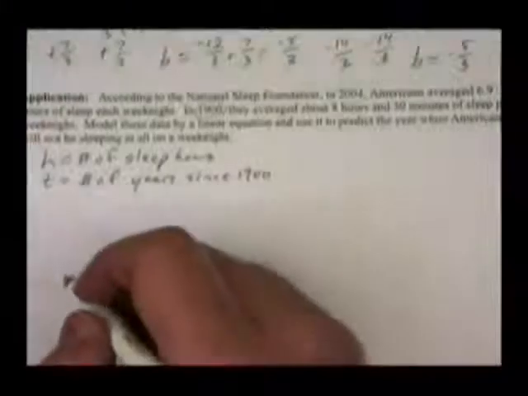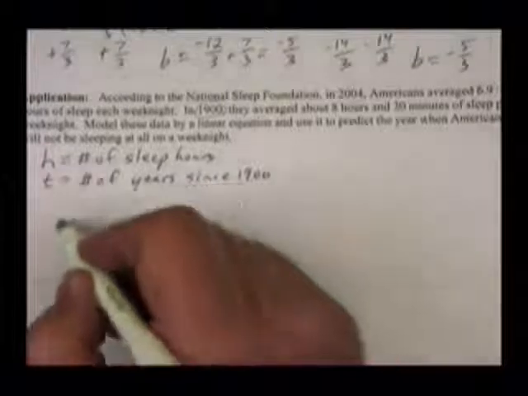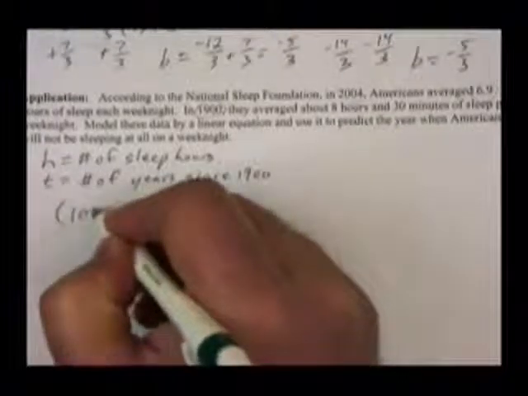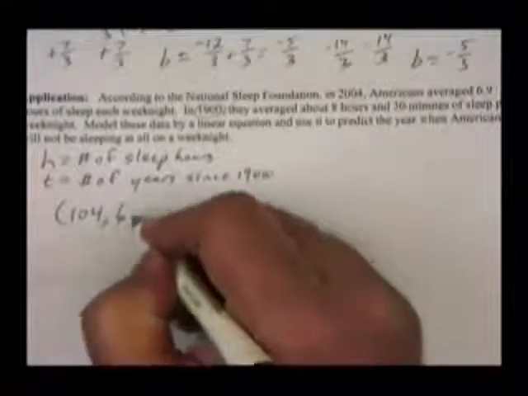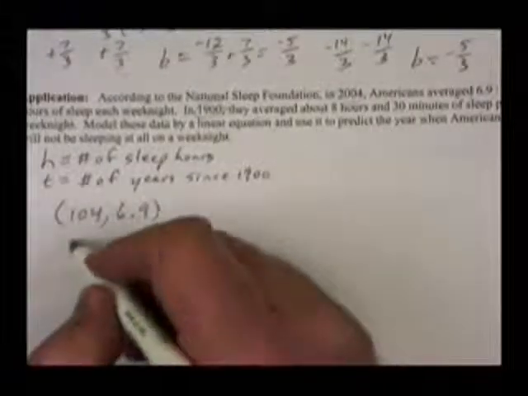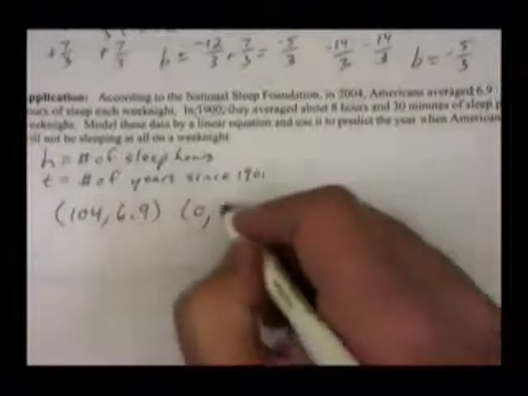Alrighty. So that's going to give me 2 points. I've got 2004, which would be 104 years since 1900, and at that point, they're sleeping 6.9 hours. And we've also got the year 0, and in that year, they're sleeping 8.5 hours. I'm going to write that as 8.5.